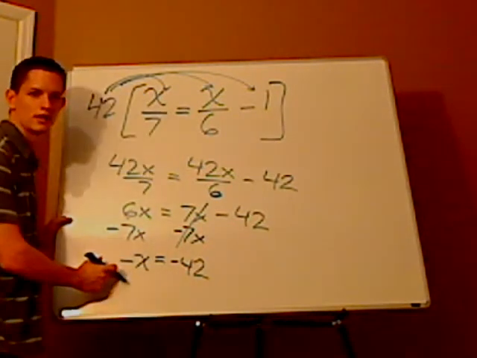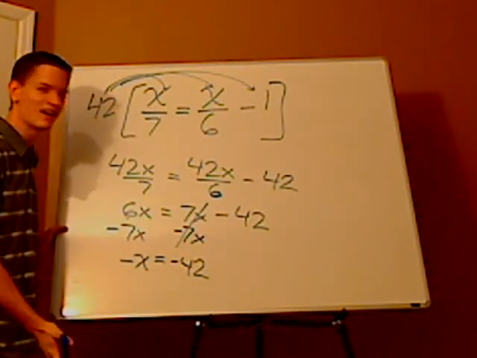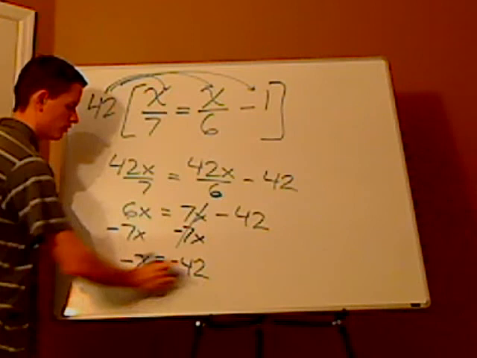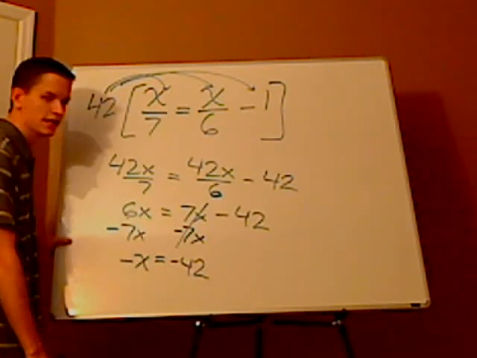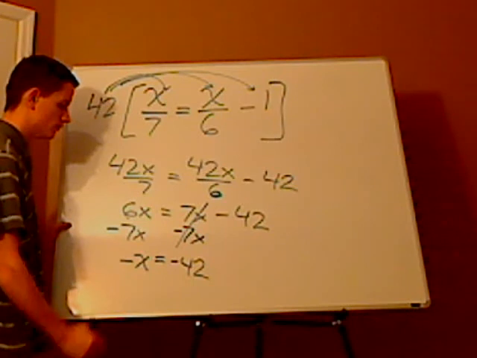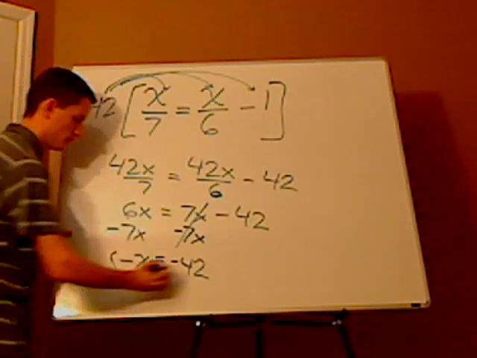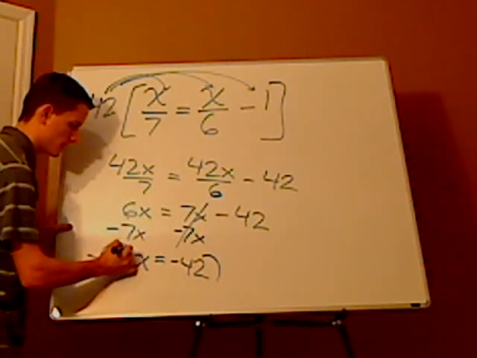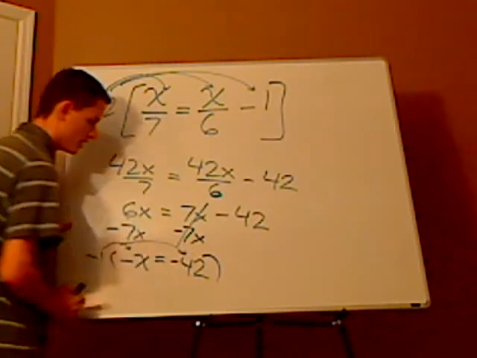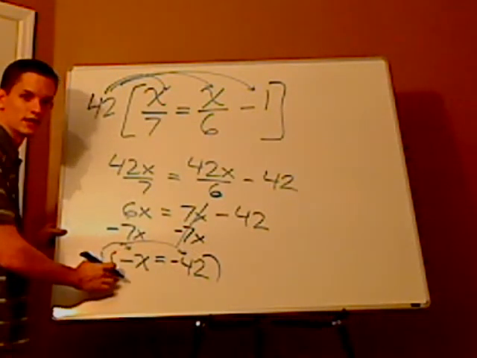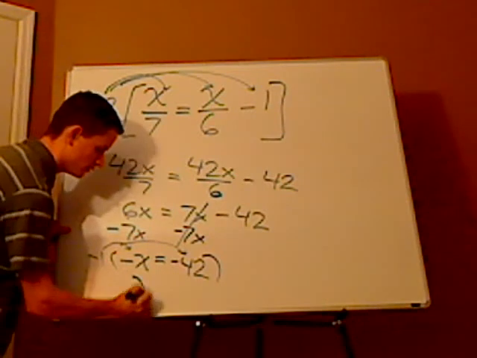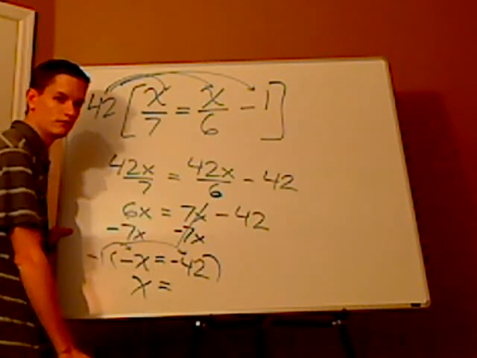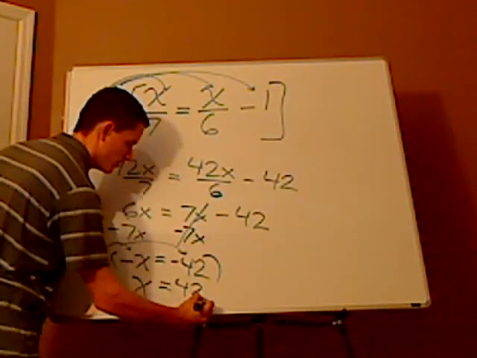How are you going to get rid of this? It's not by itself because it's negative. How are you going to get rid of it? Yeah, you can either divide both sides by -1, or you can multiply both sides by -1. And I love multiplication over division any day. So I'm going to multiply both sides by -1. And what's negative x times -1? Yeah, it just leaves you with positive x. And what's a -1 times a -42? Yeah, it's just positive 42.